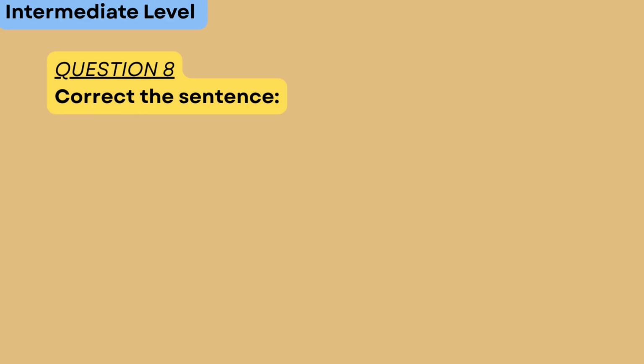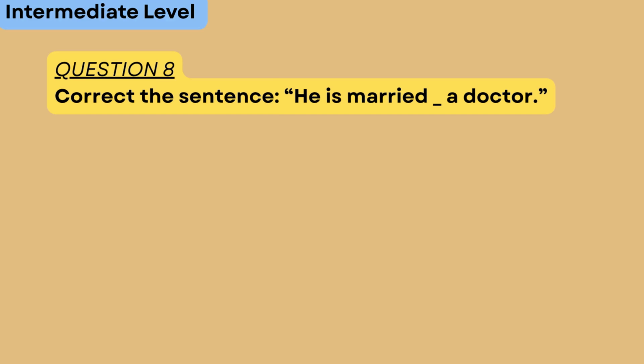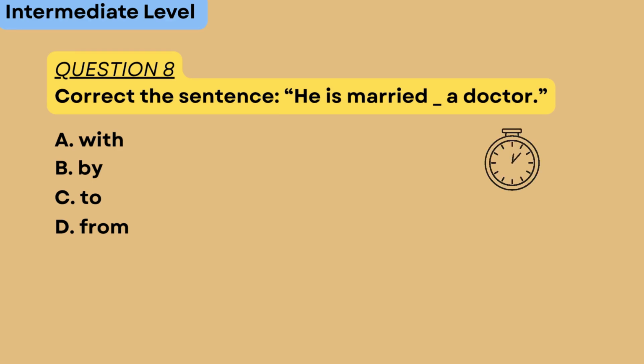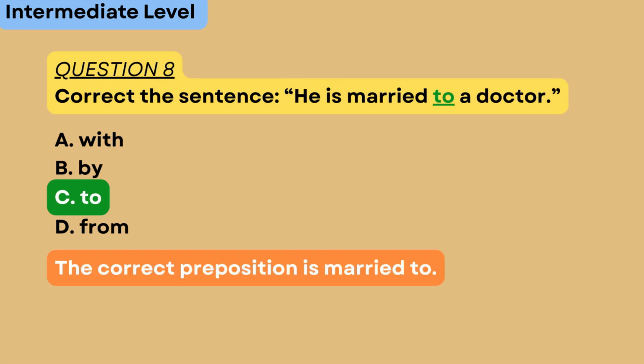Correct the sentence. He is married blank a doctor. With, by, to, from. Pause the video and think of the better answer. He is married to a doctor. The correct preposition is married to. He is married to a doctor.